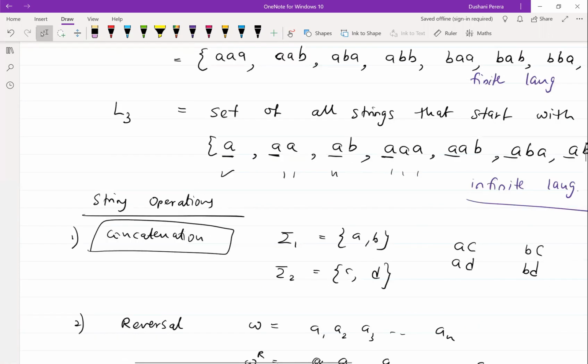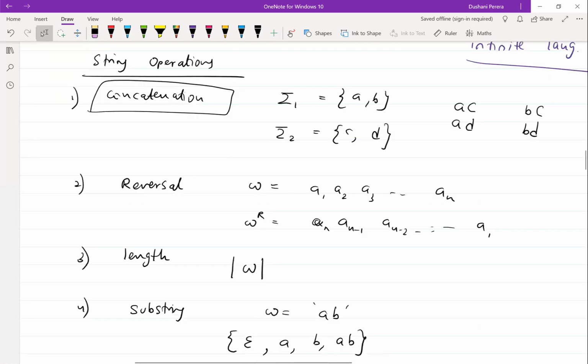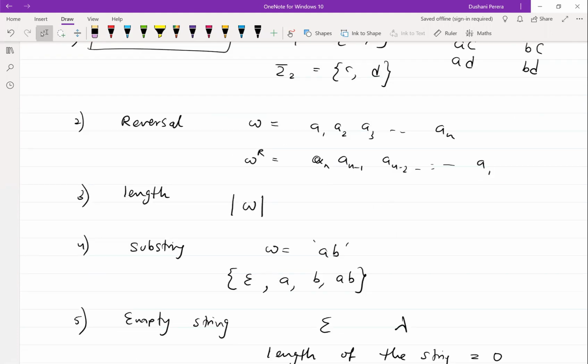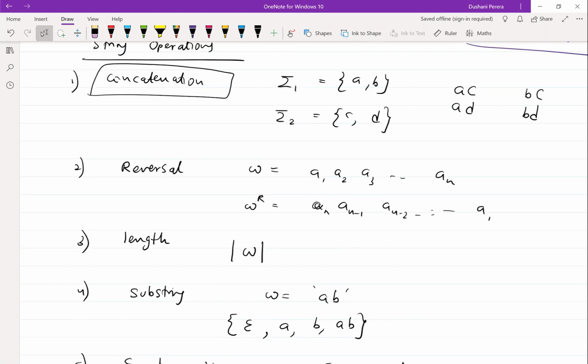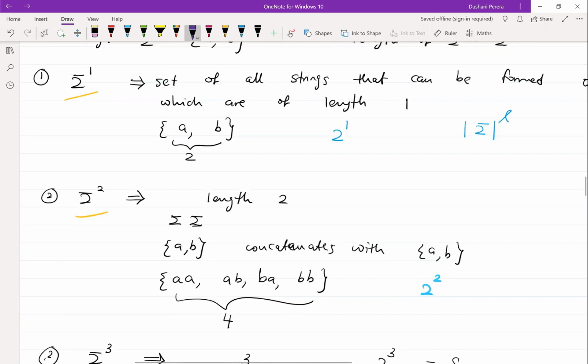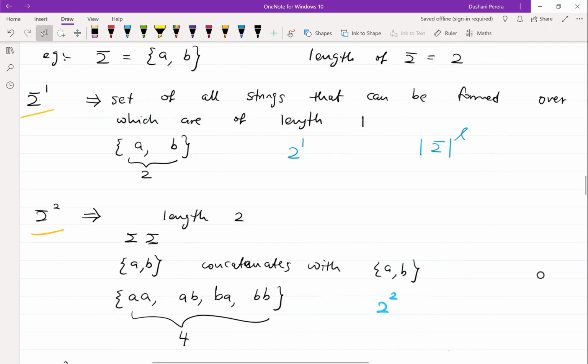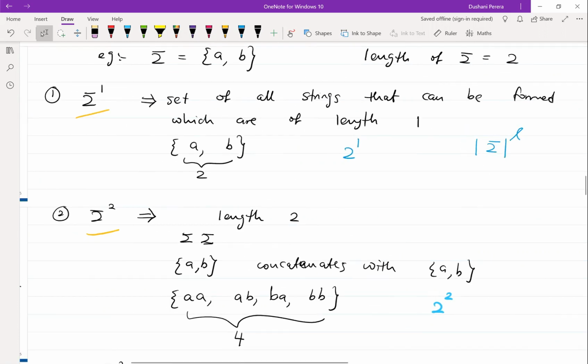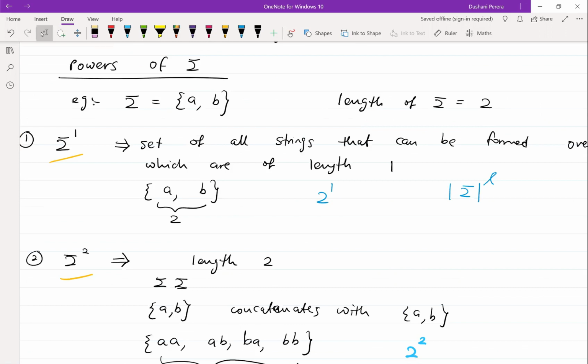And then before going into the next part, we spoke about string operations like concatenation, reversal, length, substring, empty string, and all. We discussed that before moving to the next part because we needed this concatenation for the next part. Then in the next part we talked about powers of sigma. We said sigma to the power of 1 is the set of all strings that can be formed over sigma which are of length 1.